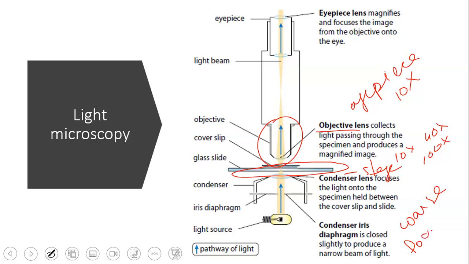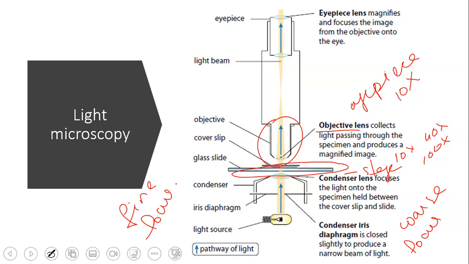I'll show you, hold on, I'll show you an image. The coarse focus is going to allow you to move the stage up and down really quickly, right? So it's going to allow you to focus really quickly, and it moves the stage fast.